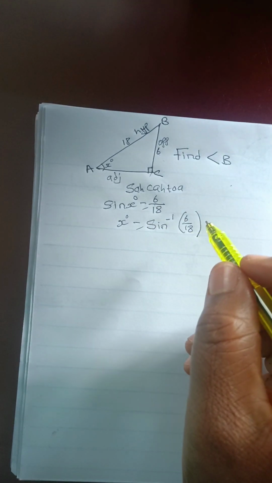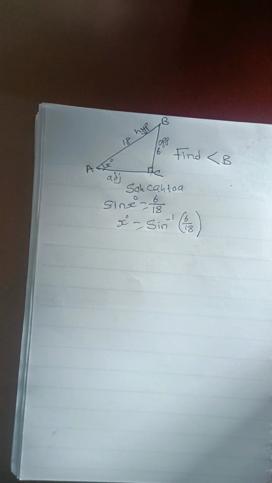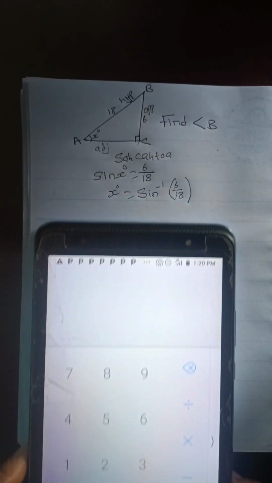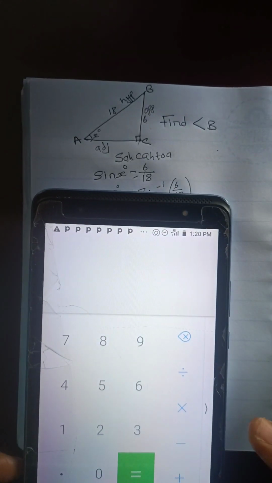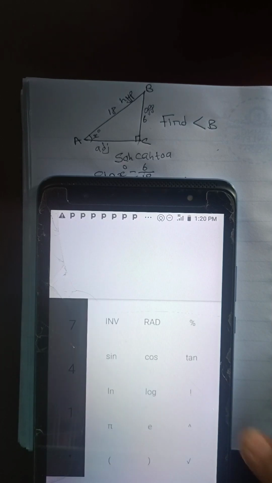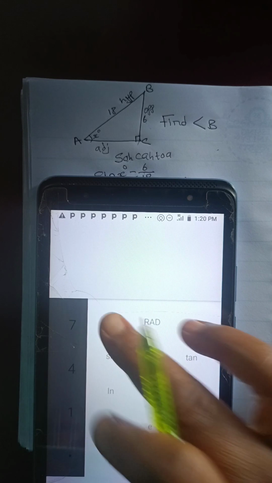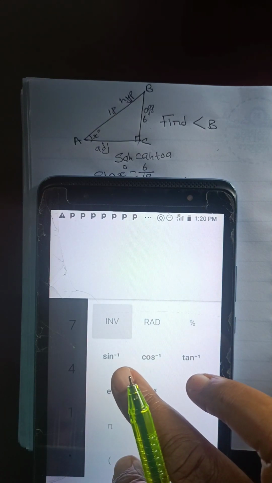So when you've done it this way, use your calculator to solve for sine inverse. In case you're not familiar with using your calculator to solve it this way, simply look here, see how I do mine, so you'll be able to do yours. For sine inverse, you click on the inverse button, INV, and that way you have your sine inverse.